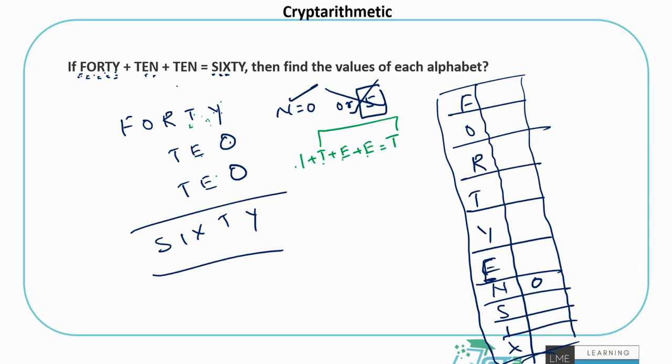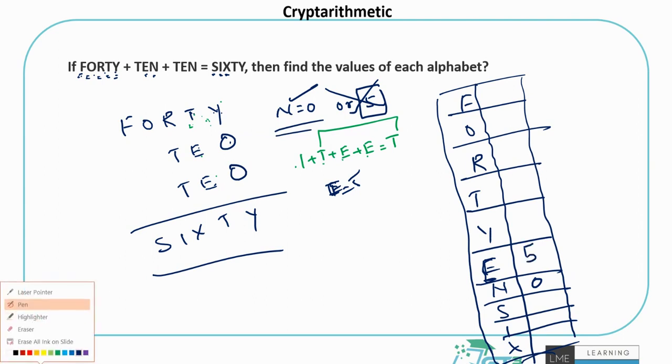Right, y plus 0 is y, so nothing is carried forward. So t plus e will be t only if e is 5. E can't be 0 because n is already taking up that, right? So as I said, t plus e plus e will be t, the same digit, only if e has to be either 0 or 5. N is already 0, so e has to be 5 because that's the only option left for it.